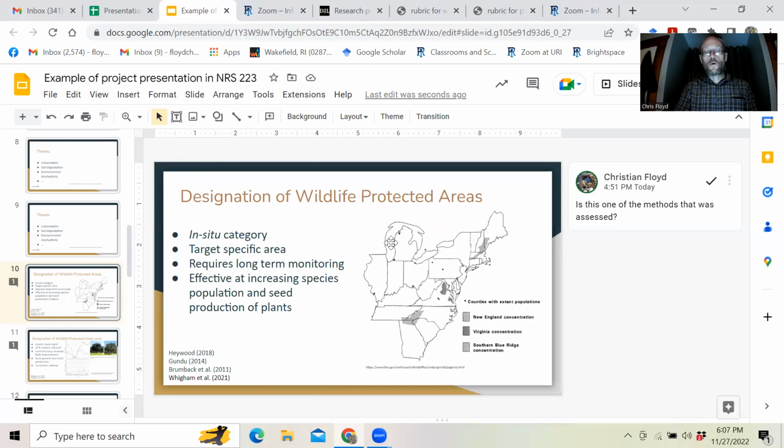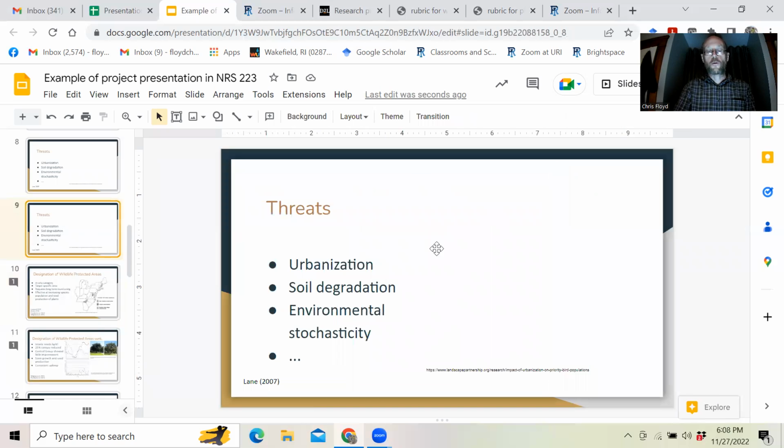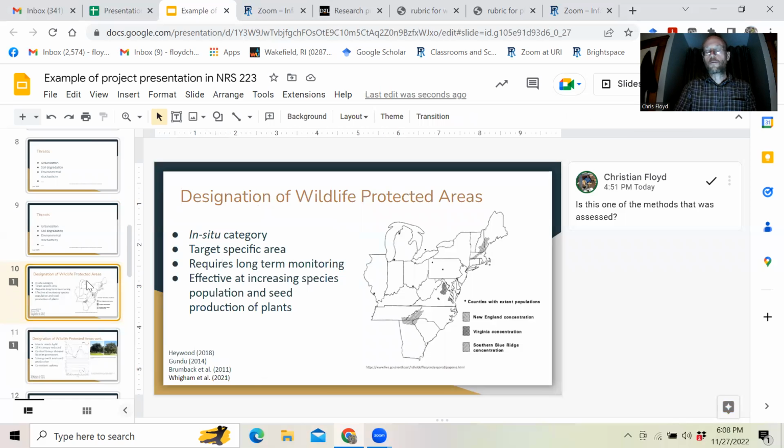Now we're going to get into, I wasn't sure whether this is one of the methods they assessed. Notice also they just kind of launch right in from the background into talking about designation of wildlife. So at some point in your presentation, are you going to tell us what you're going to do in your presentation? Then you need to do that in some way. I'll leave it up to you how you want to do it, but you need to communicate that.